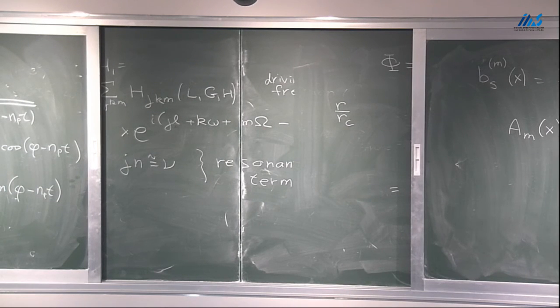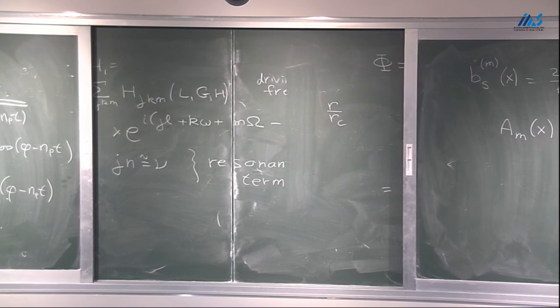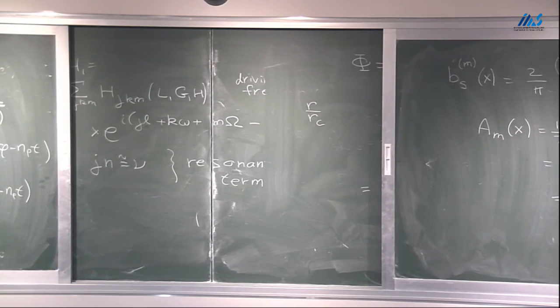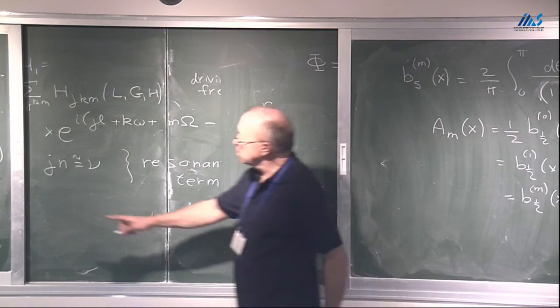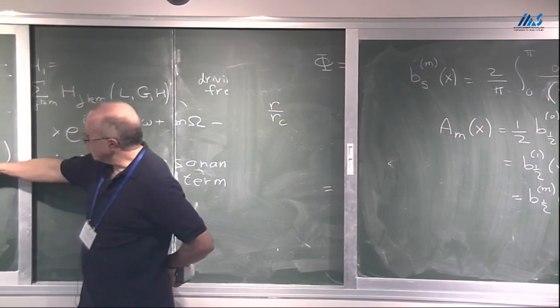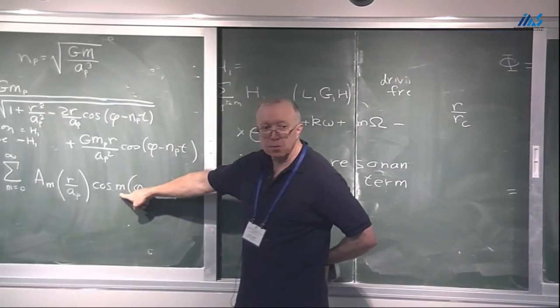When m equals 1, that means the minus x comes from the indirect term. Yes, that's right. Why does the indirect term disappear in all other m's? Because the indirect term is proportional to cos phi minus n_p t. So when you do an expansion like this, it only appears when m equals 1.